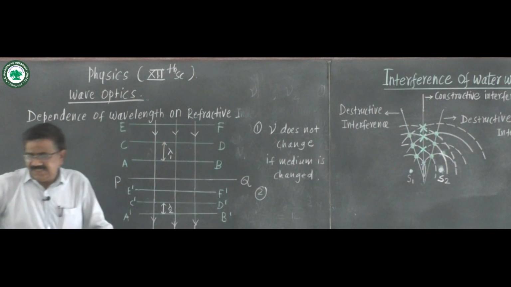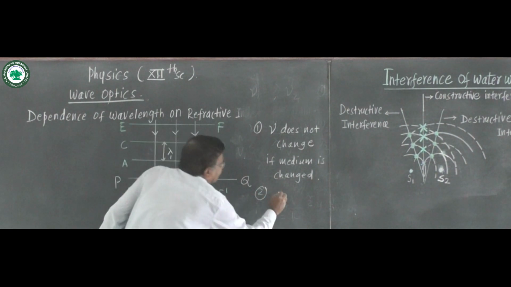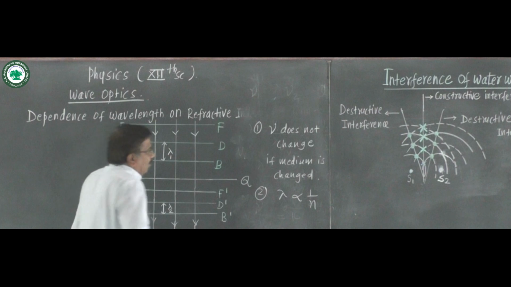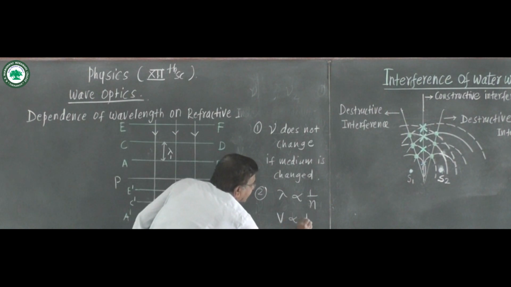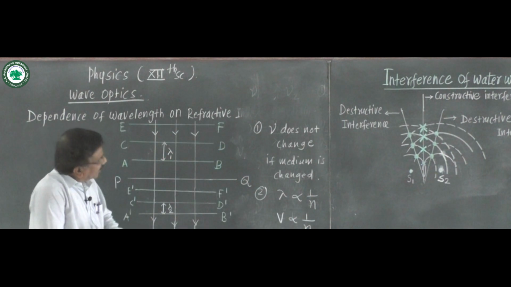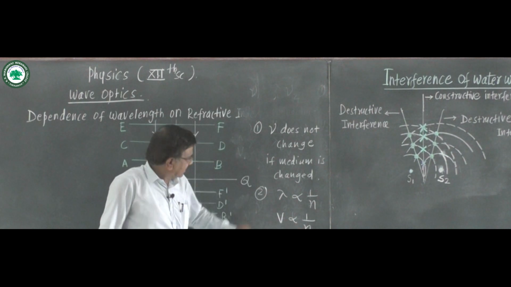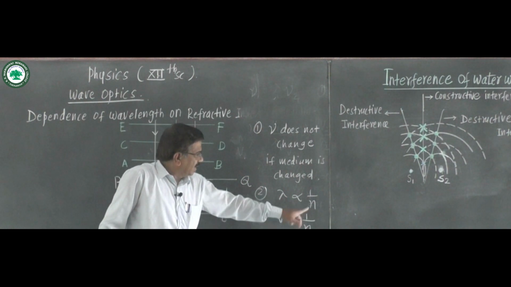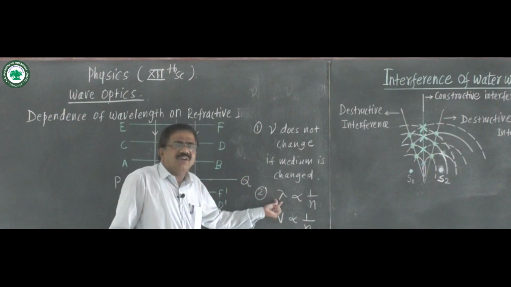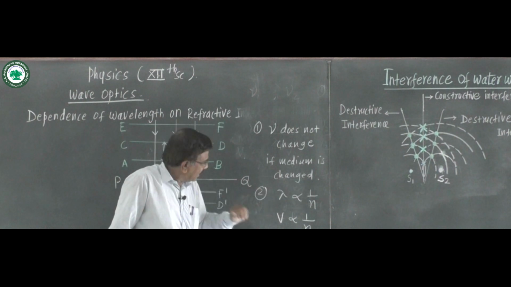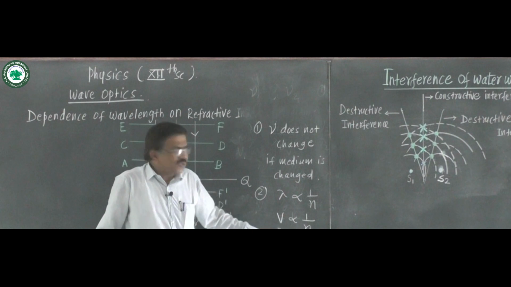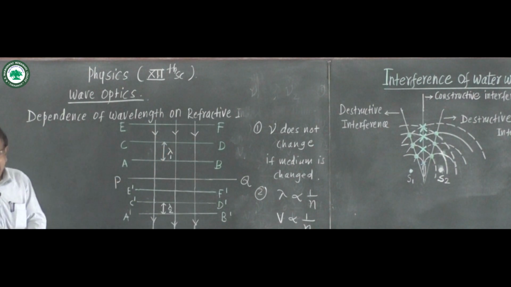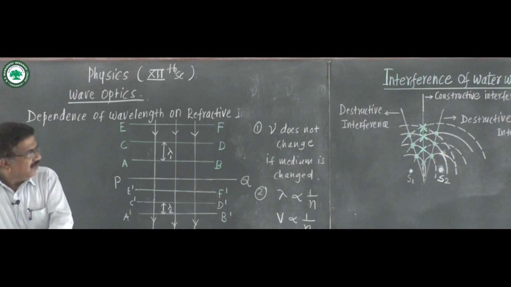And our second conclusion is wavelength is inversely proportional to frequency of the medium. Also, velocity in the medium is inversely proportional to refractive index. Wavelength is also inversely proportional to refractive index of the medium. If refractive index is large, the wavelength of light in that medium is small, and vice versa. Similar is the case for the speed of light. Inverse relation is there. So this is about the dependence of wavelength on the refractive index of the medium.